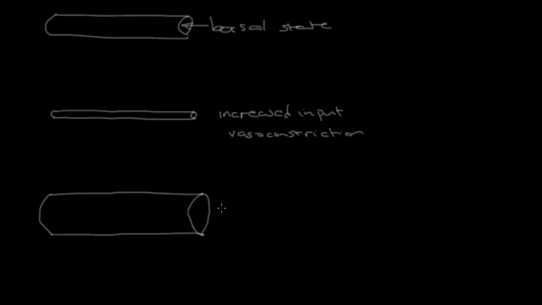And at the other end of the scale, with a decreased sympathetic activity, this causes relaxation of the smooth muscle, so the lumen of the vessel will become bigger. So with a decreased input, you're going to get a vasodilation.